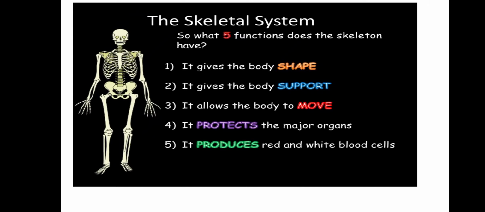Now today we are going to learn about the functions. The main function of the skeletal system is to give shape. It gives the body support. It allows the body to move. It protects the major organs, and it also helps in producing red and white blood cells.